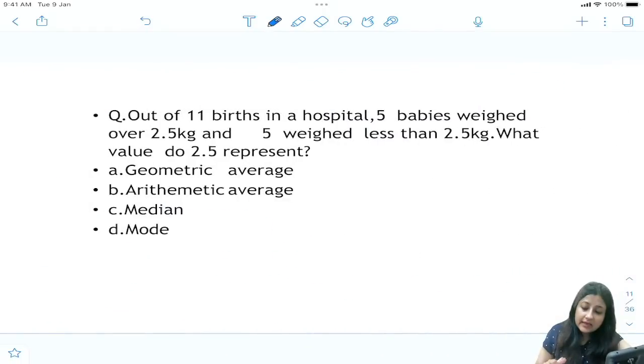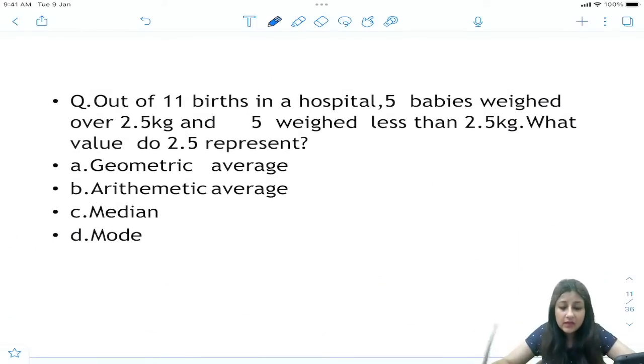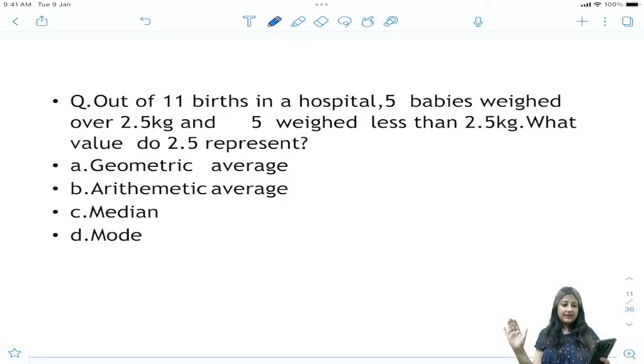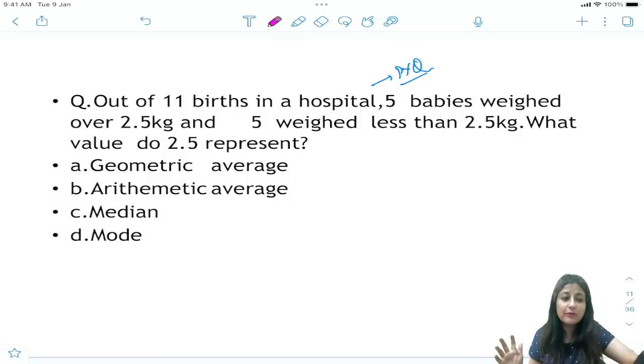One more thing I wanted to revise over here is, look at this question. Out of 11 births in a hospital, 5 babies weighed over 2.5 and 5 babies weighed less than 2.5. What is the 2.5 over here? Can you answer this, guys? There are 11 births, okay? 5 babies more than 2.5, 5 babies less than 2.5. What value does 2.5 represent? This is again a PYQ. It is a very easy question.